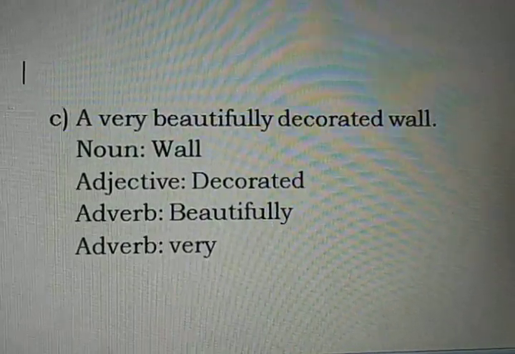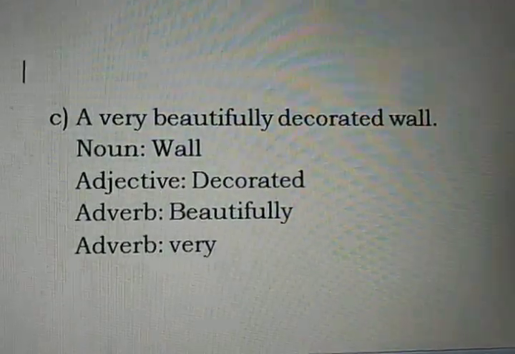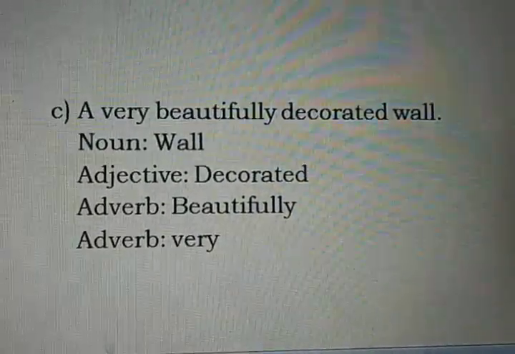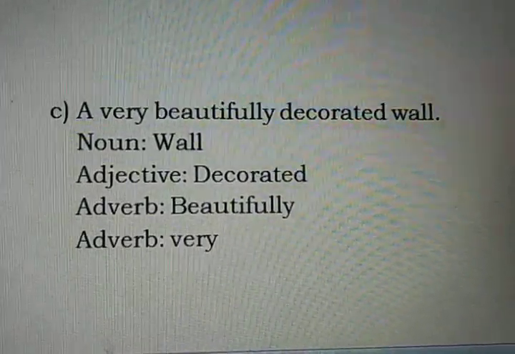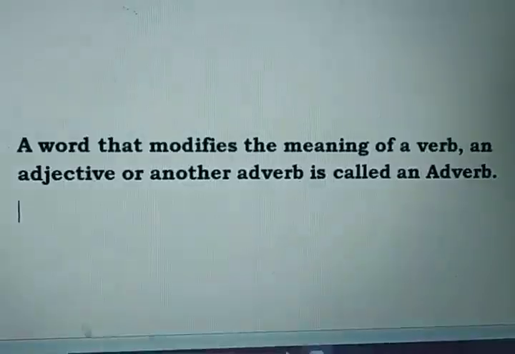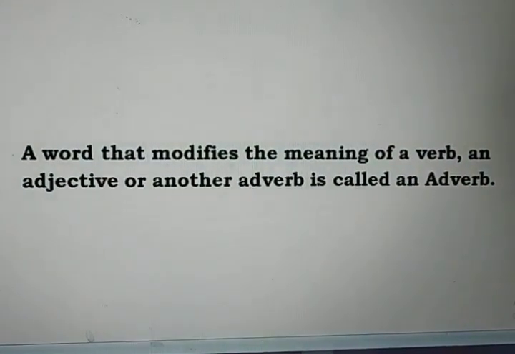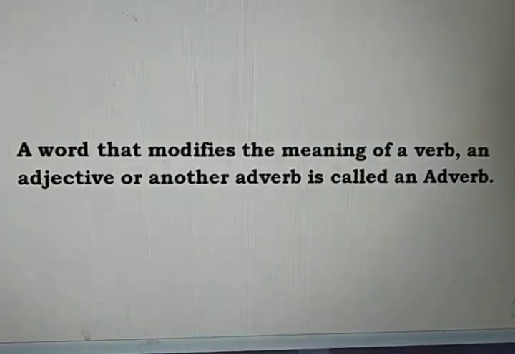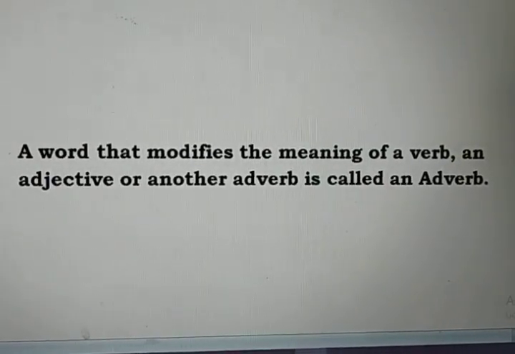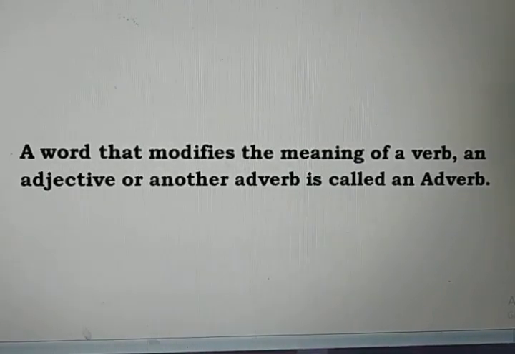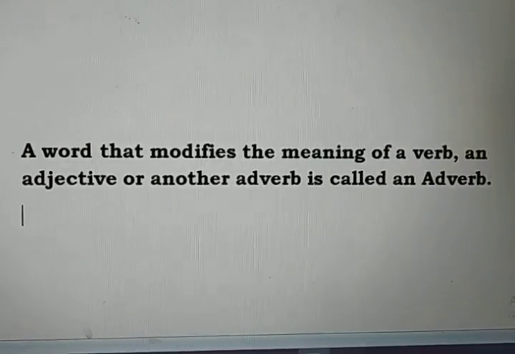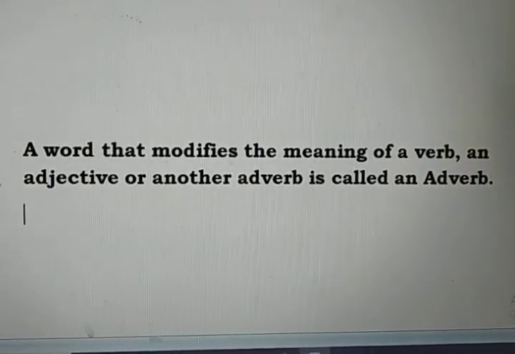So how beautifully is the wall decorated? The wall is very beautifully decorated. So both very and beautifully are your adverbs. So as told already, a word that modifies the meaning of a verb, an adjective, or another adverb is called an adverb, that we have seen in the examples which I have just given you.